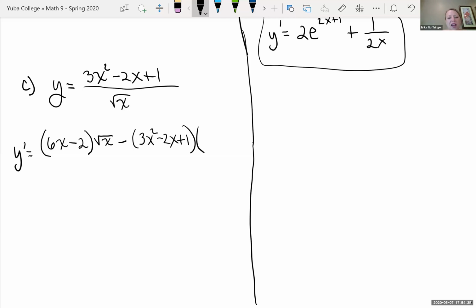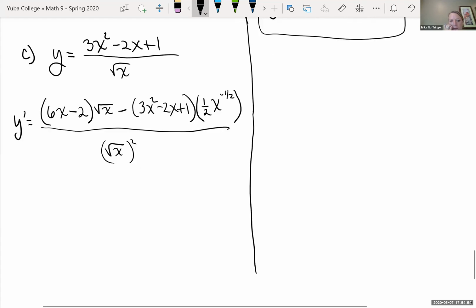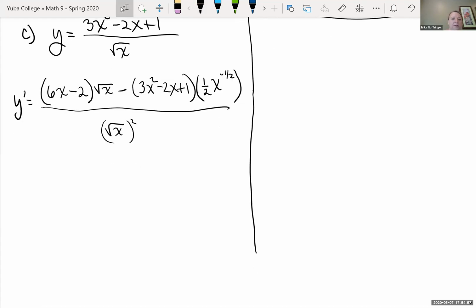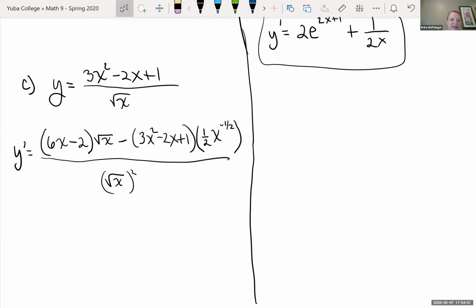So derivative of square root of x, same thing as x to the 1/2 power. Bring our 1/2 power down front, subtract 1/2 from our 1/2 power, we get negative 1/2. All over this denominator, which is root x squared. Okay, so I can clean it up a little bit by distributing and combining like terms if possible. For time's sake, so I can get through more problems, I'm not going to clean that one up right now.